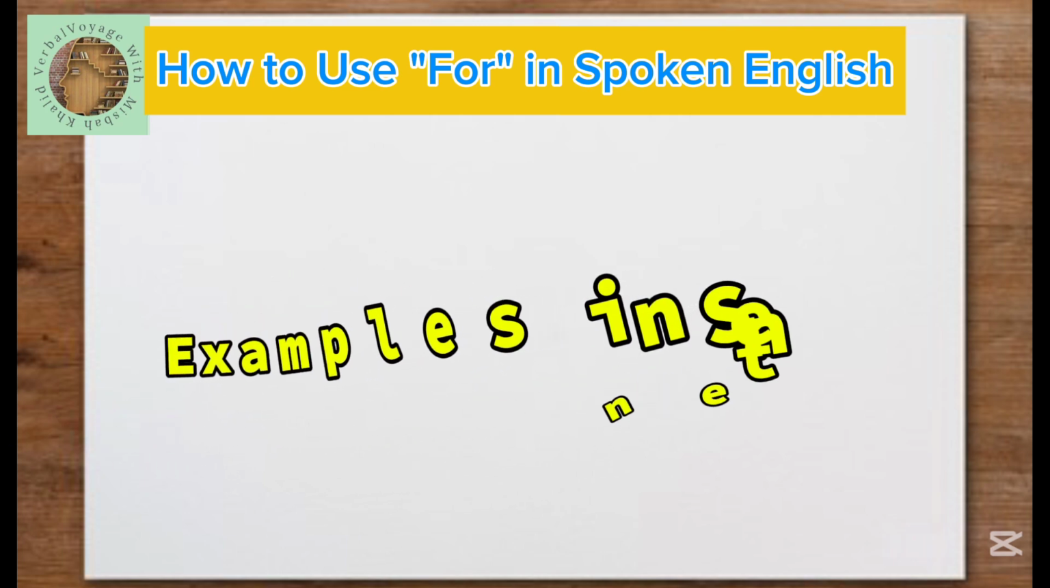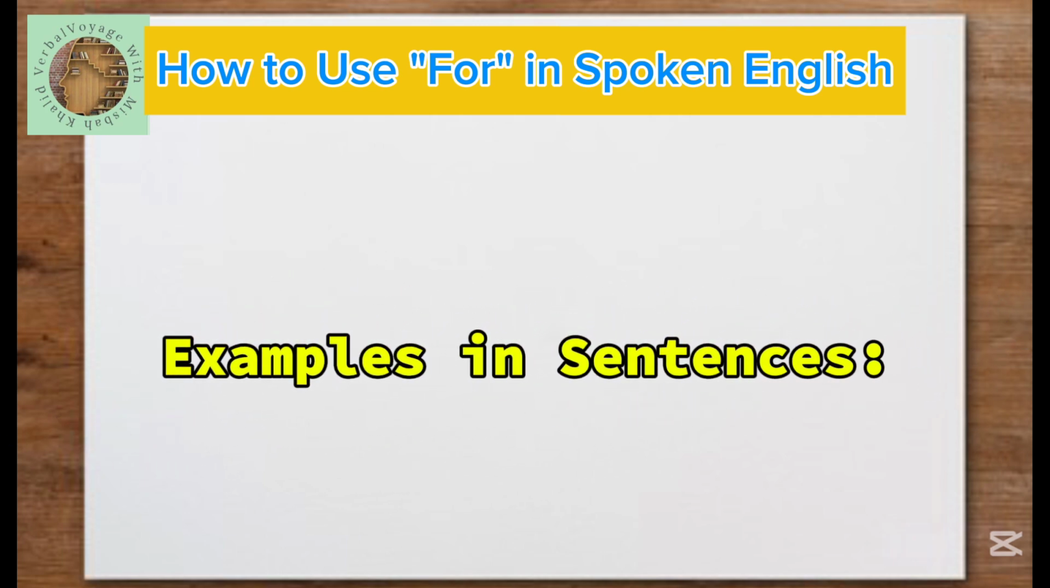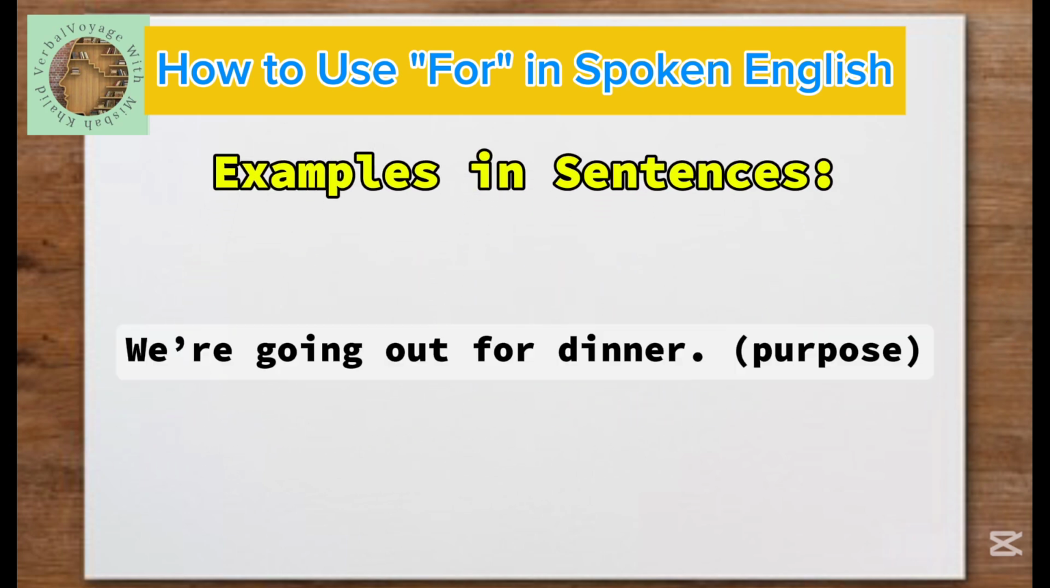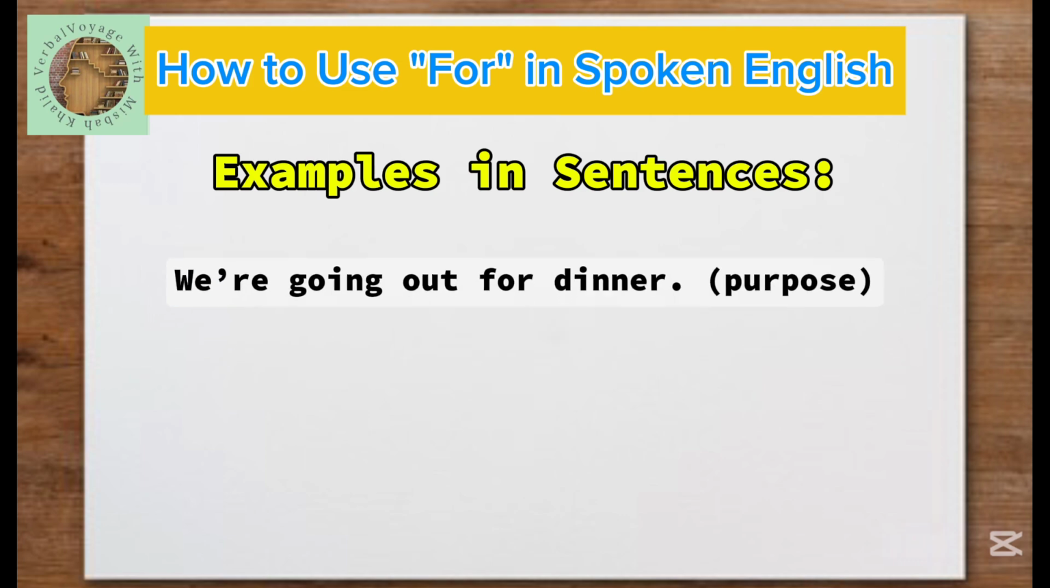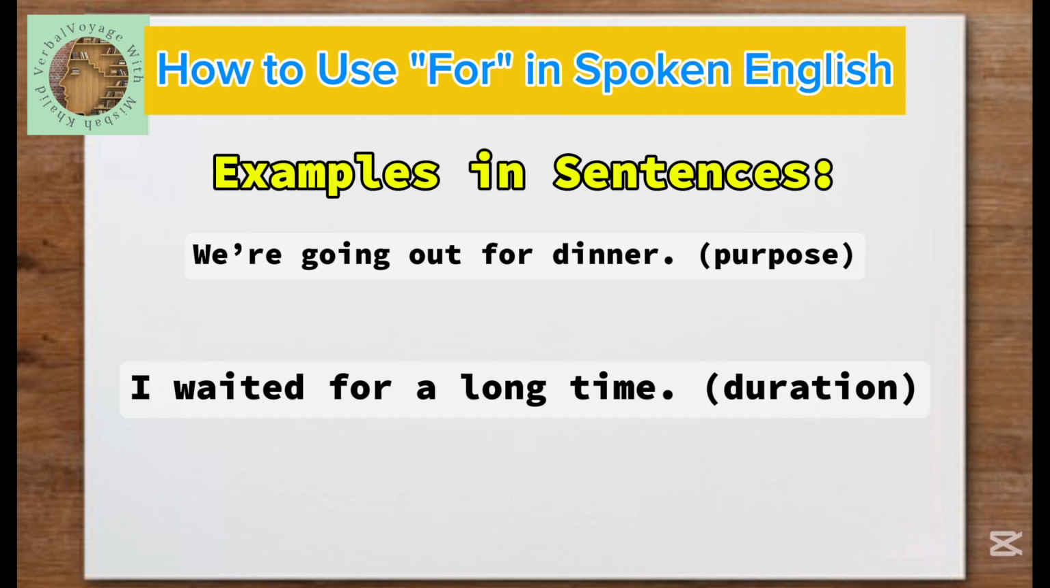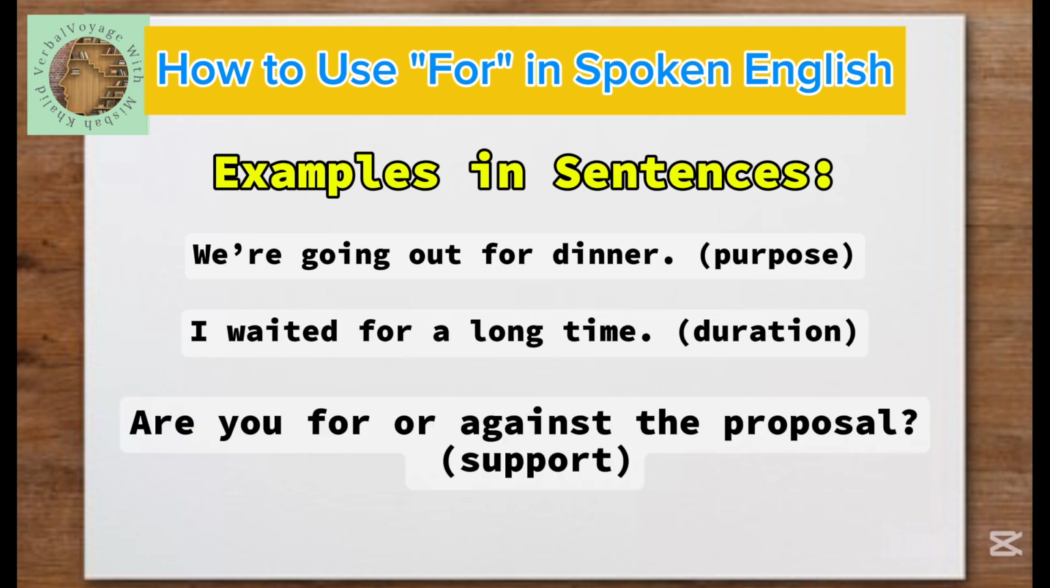Now we're going to learn some examples in sentences. We're going out for dinner. This sentence is for purpose. I waited for a long time. This sentence is for duration. Are you for or against the proposal? This sentence is for support.